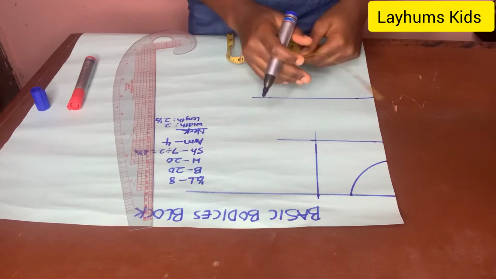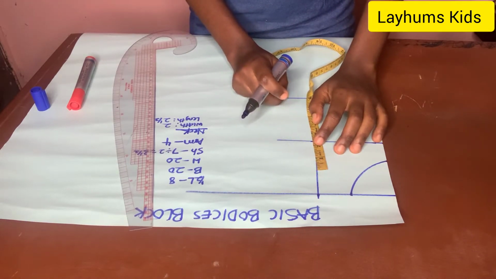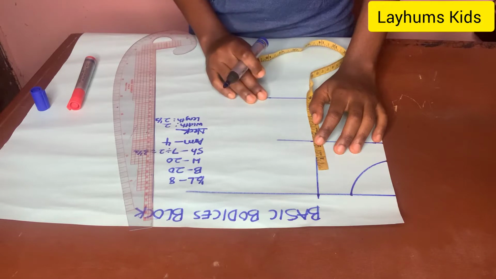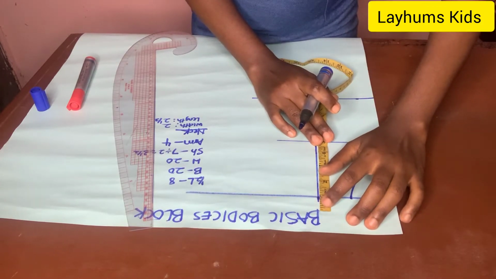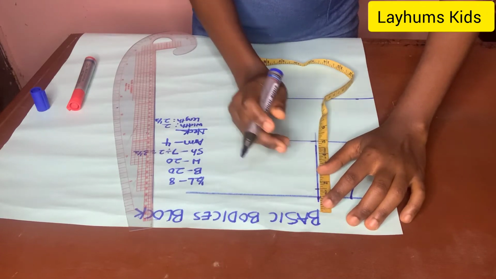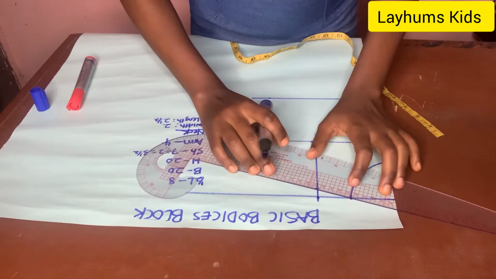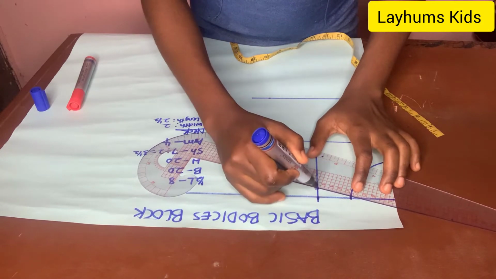After this, the next thing that I'll be doing is to measure 1/2 inch for my shoulder slope. As you know, our shoulder is not straight, our shoulder is slanted, so I'll just mark 1/2 inch for that slant allowance. This is 1/2 inch. So I'll connect that 1/2 inch to my neck like so.